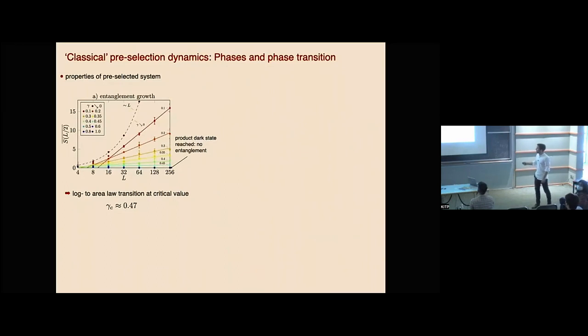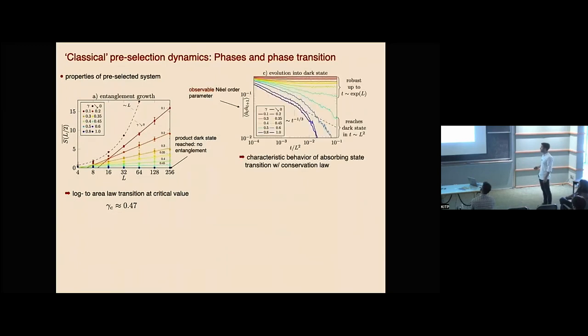Let's now look at the numerical analysis of this problem. We look here at the behavior of the entanglement entropy, now in the presence of pre-selection. We find at weak measurements, again, a logarithmic behavior. We find a critical value which is compatible with the value that the unmonitored dynamics had, and we find a saturation leading to an area law in the strongly measured regime.